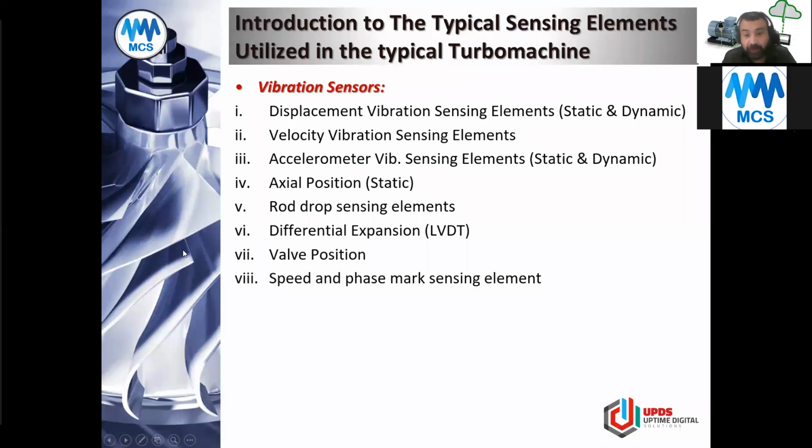Okay, speed and phase mark sensing elements. This is when you target the speed or the phase mark. And by the way, this ends up with the displacement vibration sensing elements, which is a proximity probe. There is a different type of measurement. For speed, you can rely on a tachometer or an optical way. And by the way, there is some way to connect it with the online monitoring systems, but we don't have enough time to discuss such sensing elements in our presentation.